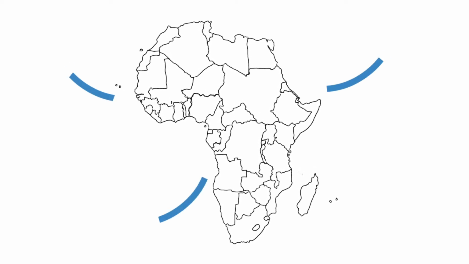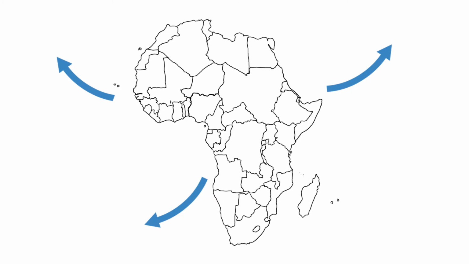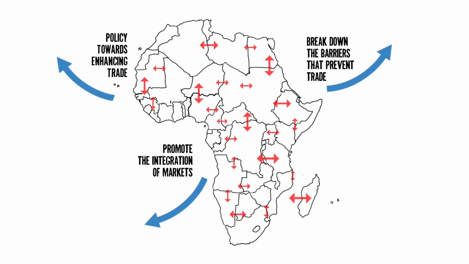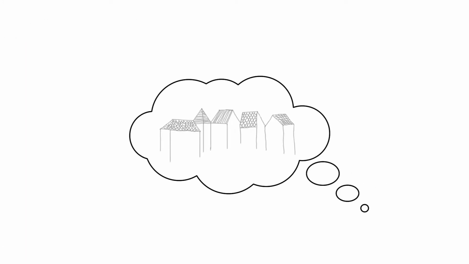African trade, when compared to global levels, remains below its perceived potential, and is particularly low when looking at intra-Africa trade. We must guide policy towards enhancing trade. We must break down the barriers that prevent trade and promote the integration of markets in order to achieve Agenda 2063.